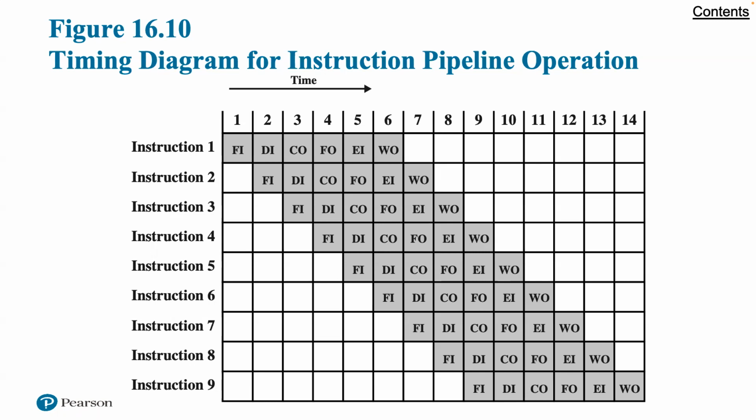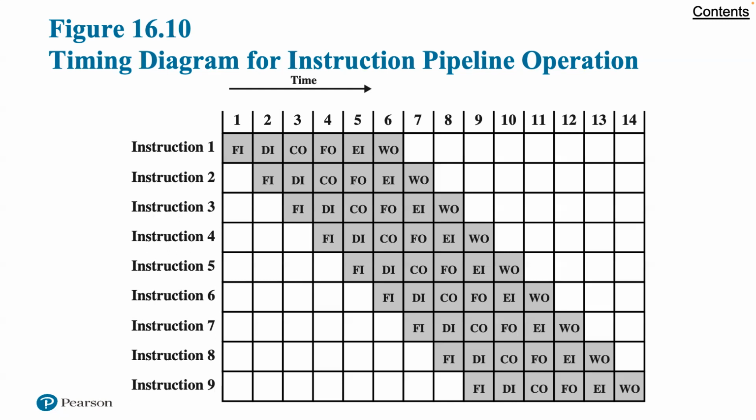Several comments are in order. The diagram assumes that each instruction goes through all 6 stages of the pipeline. This will not always be the case. For example, a load instruction does not need the WO stage. However, to simplify the pipeline architecture, the time is set up assuming that each instruction requires all 6 stages.